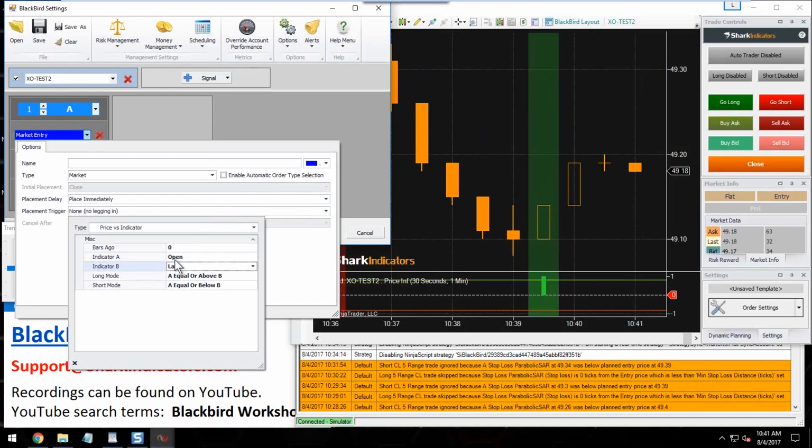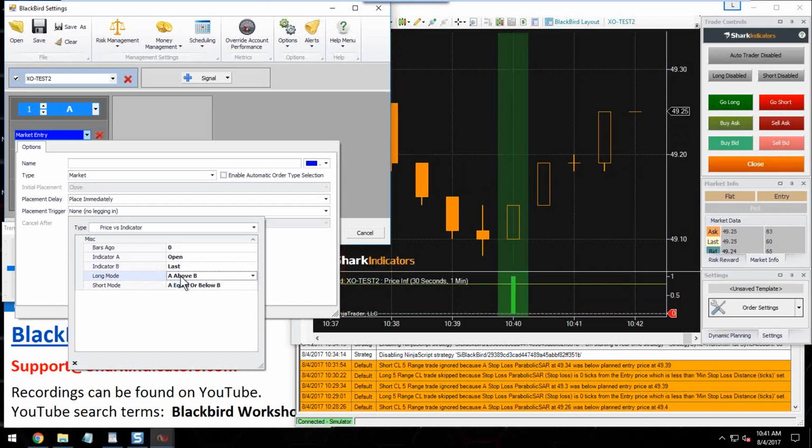So we're going to check to see when the last price crosses over or passes the open price of the bar. For a long mode, we want A to be above B. So we want the open price to be above the last. In other words, that makes the last price below the open.